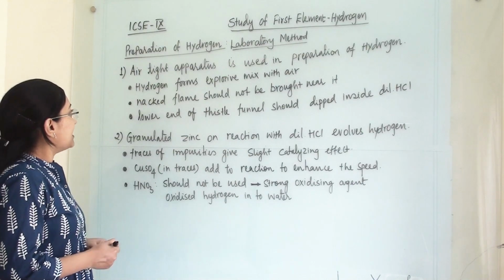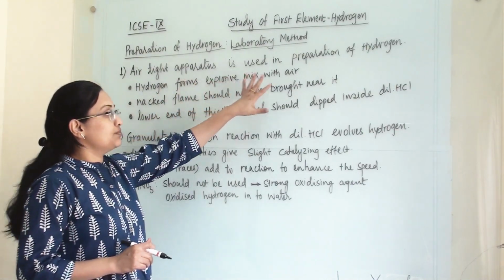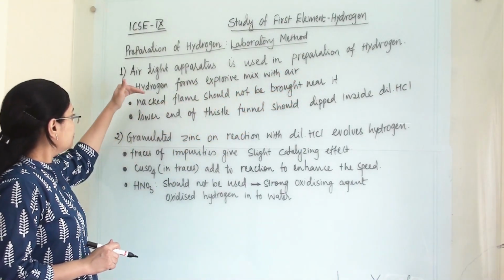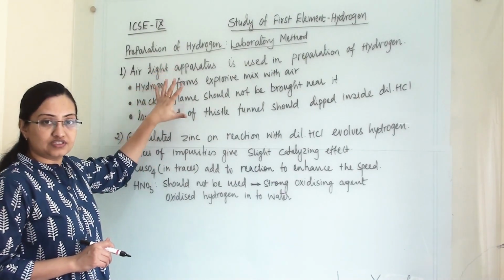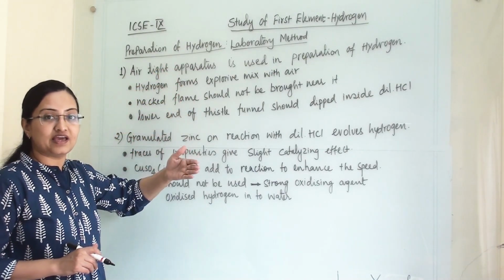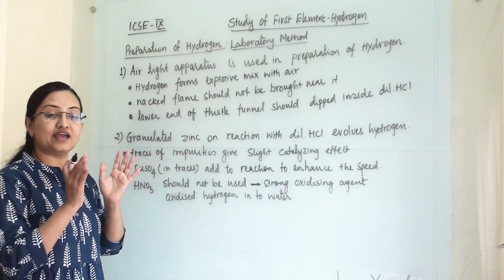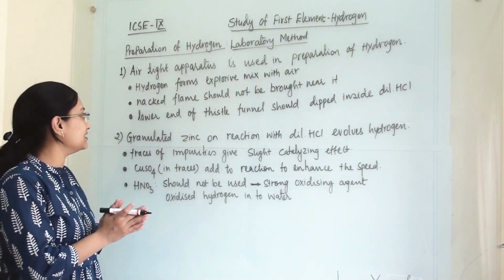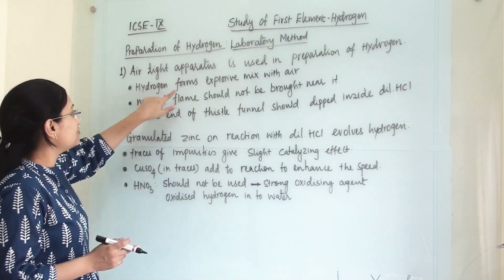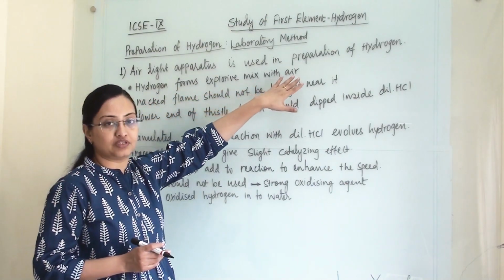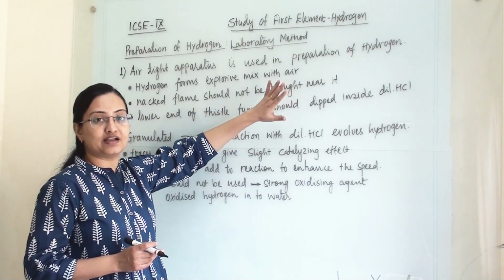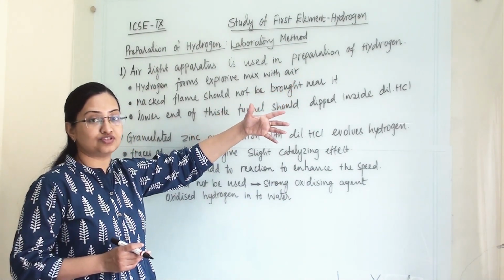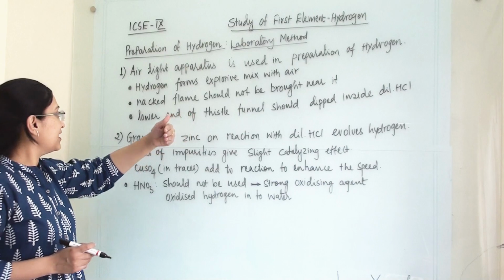First, airtight apparatus is used in preparation of hydrogen. These 3 points are important: why we are using airtight apparatus, an apparatus which does not allow outside air into it. Why? Because hydrogen forms an explosive mixture with air. So it is not advisable that air mixes with hydrogen, as it may lead to explosion.